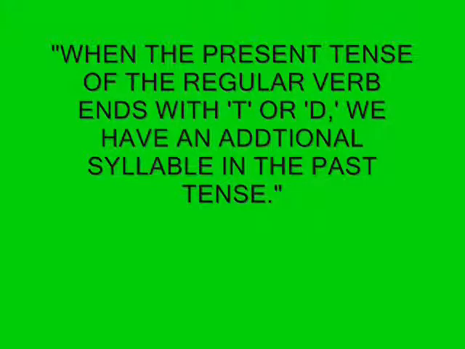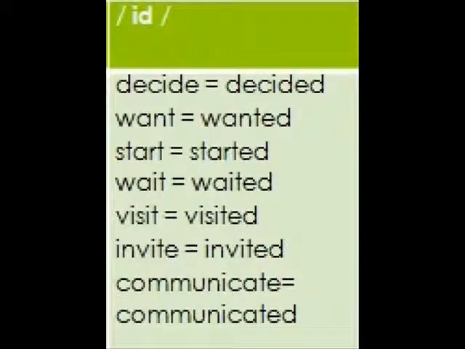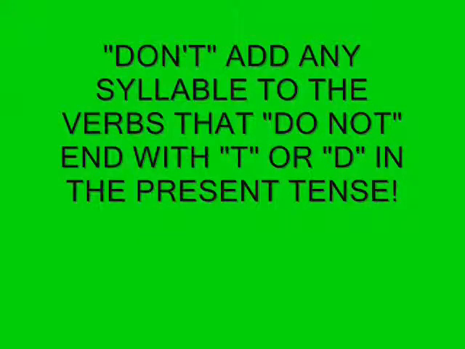Now, one very important thing to learn is when the present tense of the regular verb ends with t or d, we have an additional syllable in the past tense. And this additional syllable takes the id sound. So, decide, decided, want, wanted, start, started, wait, waited, visit, visited, invite, invited, and communicate, communicated. Now please don't add any syllable to the verbs that do not end with t or d in the present tense.